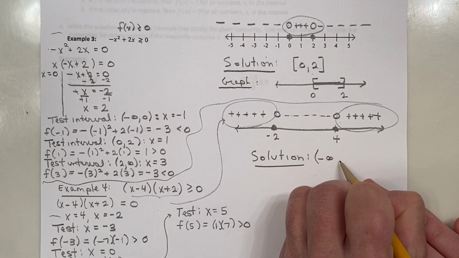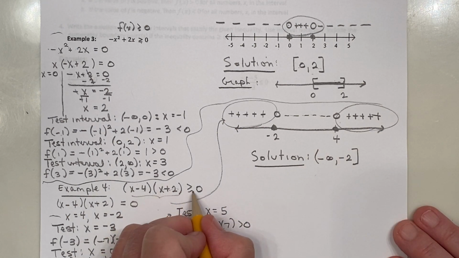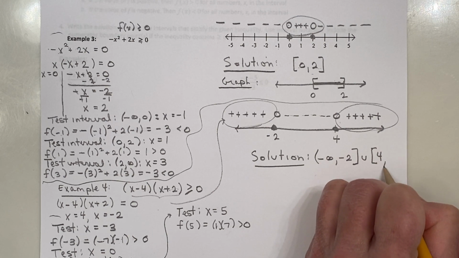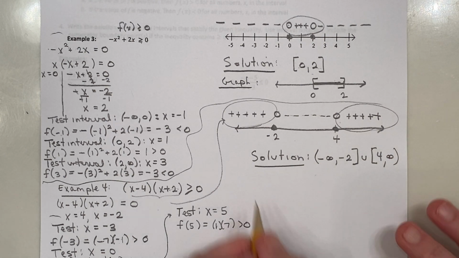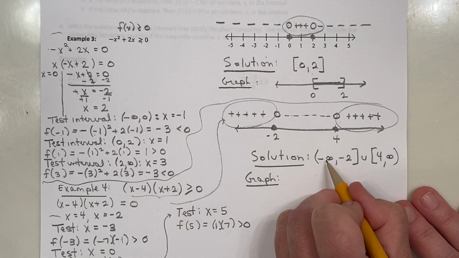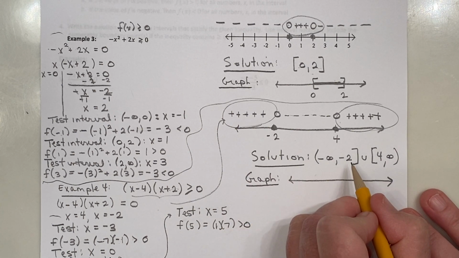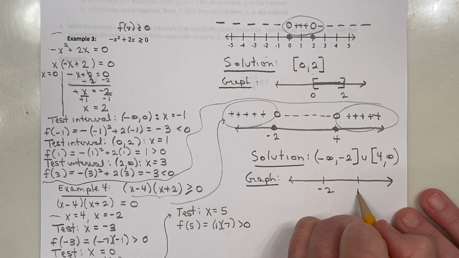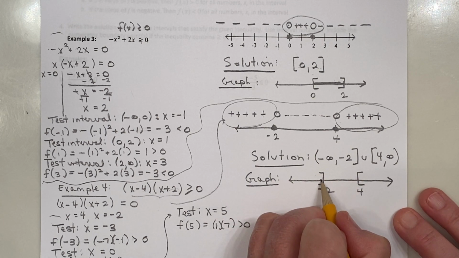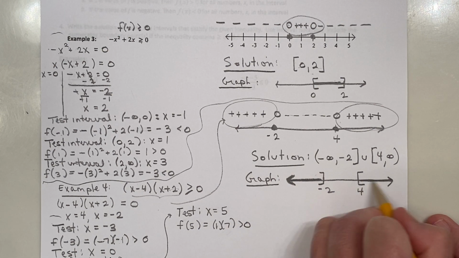So my solution is negative infinity to negative 2. Let's put a bracket because of the or equal. And union, bracket 4 to infinity. All right, and let's organize this solution set on a number line. So we've got negative 2 and 4. Got a bracket going this way, bracket going this way, and we'll highlight these parts of the number line.